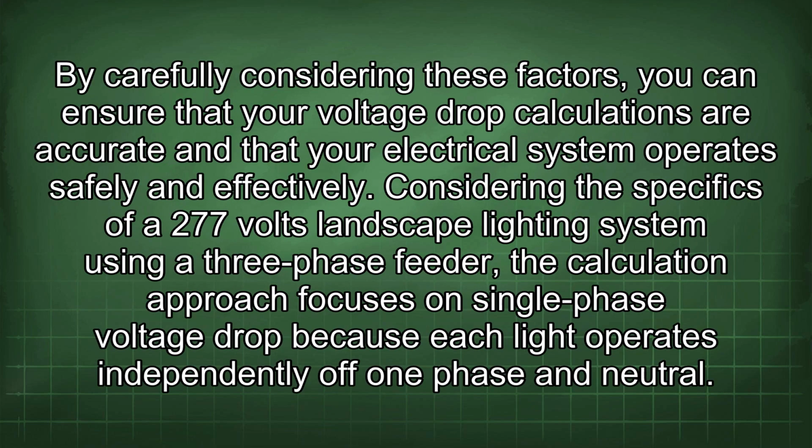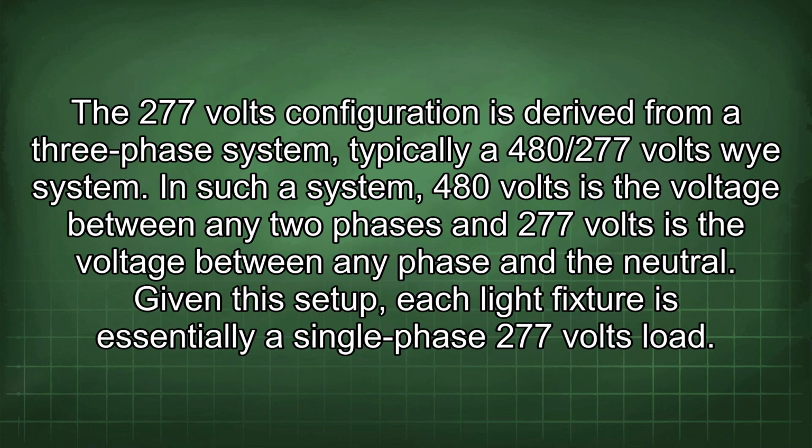By carefully considering these factors, you can ensure that your voltage drop calculations are accurate and that your electrical system operates safely and effectively. Considering the specifics of a 277 volts landscape lighting system using a three-phase feeder, the calculation approach focuses on single-phase voltage drop because each light operates independently of one phase and neutral. The 277 volts configuration is derived from a three-phase system, typically a 480/277 volts Y system.